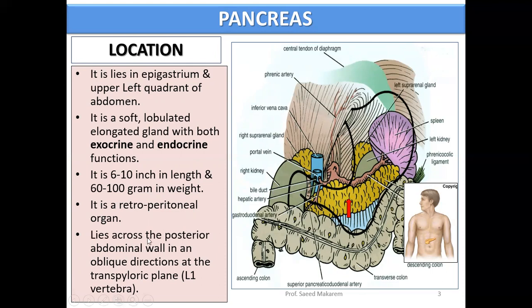So it is a retroperitoneal gland. It lies across the posterior abdominal wall in an oblique direction at the transpyloric plane, L1 vertebra. The transpyloric plane is where the pylorus passes, and it is not exactly horizontal but slightly oblique. As you can see, in this picture it is slightly oblique. So the head is lower down, but the tail is slightly higher up. It is obliquely placed, retroperitoneal, and present across the abdomen. It is not vertically placed, but horizontally placed.